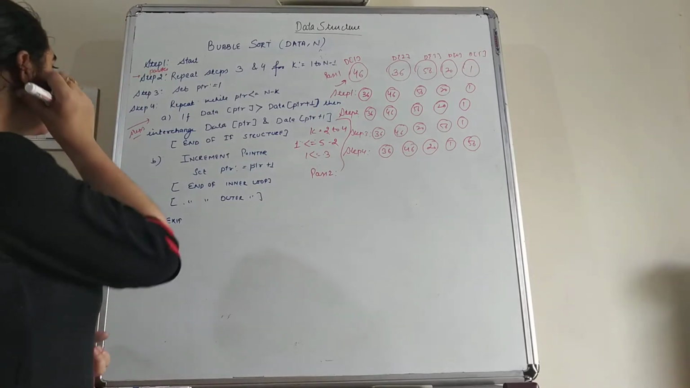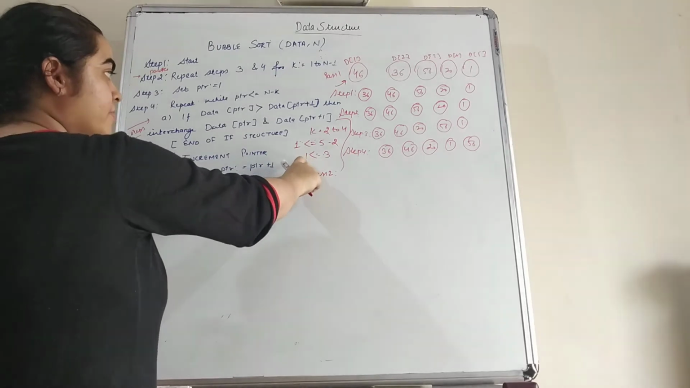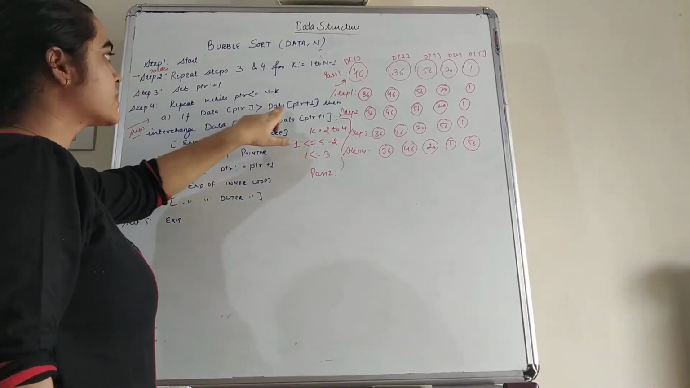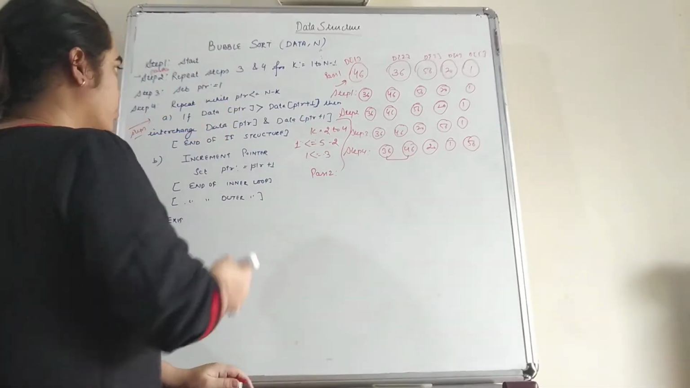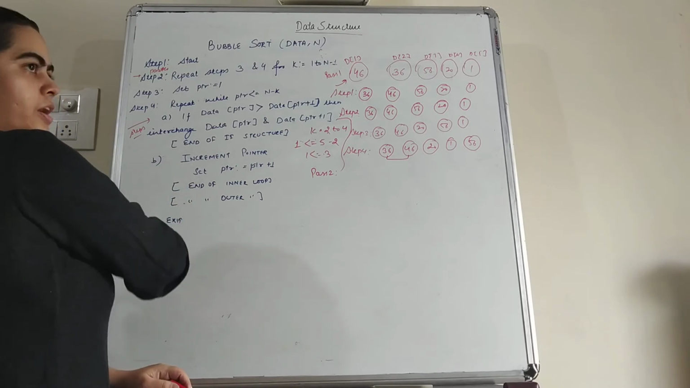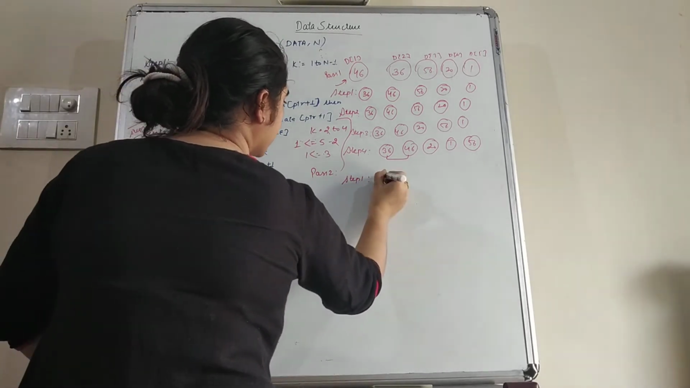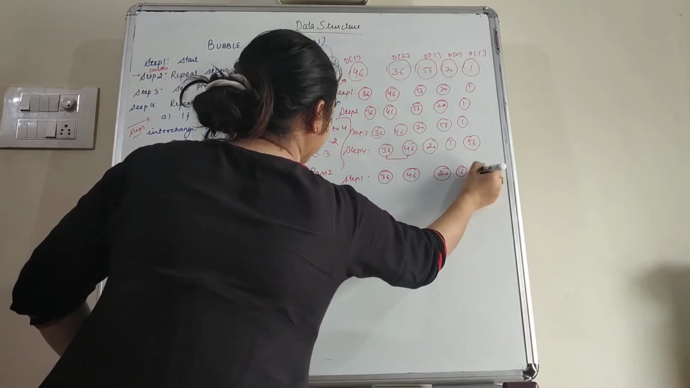Now in pass number 2 we can start. Initially pointer is 1 and 1 is less than equal to 3. Yes. Then we can come here. Data of 1 is greater than data of 2. Data of 1 is this and data of 2 is this. No. That means we can skip this step and we can go to step number 2. And as it is we are going to write here 36, 46, 21 and 56.